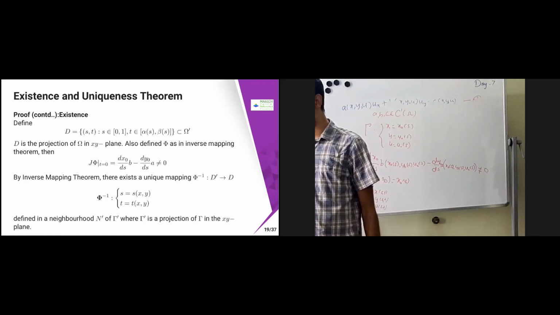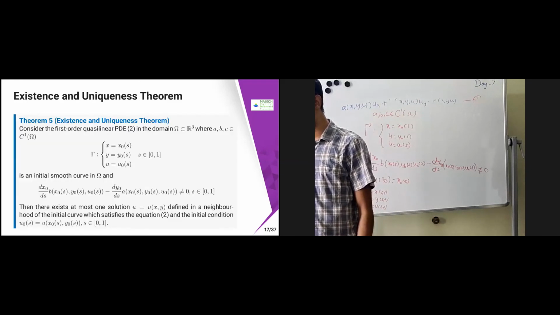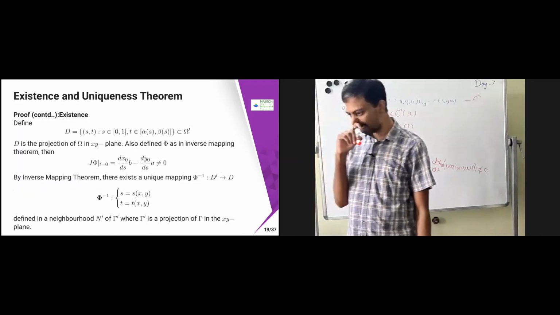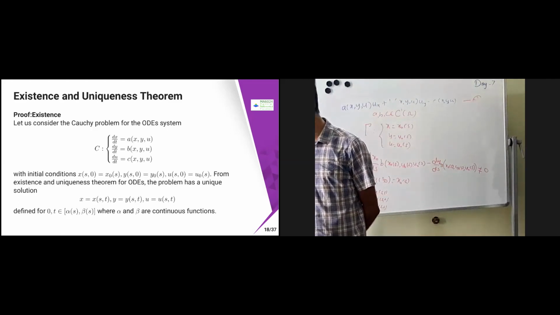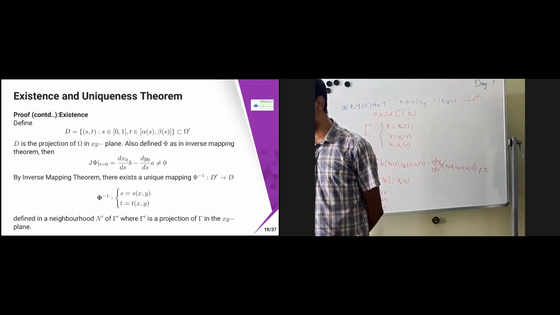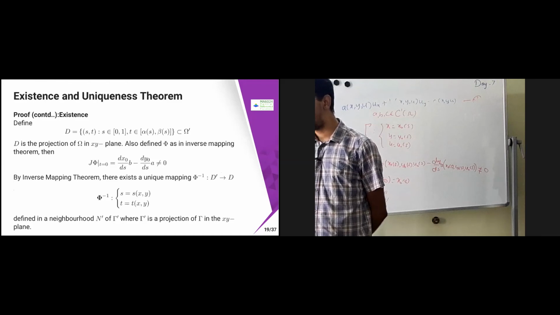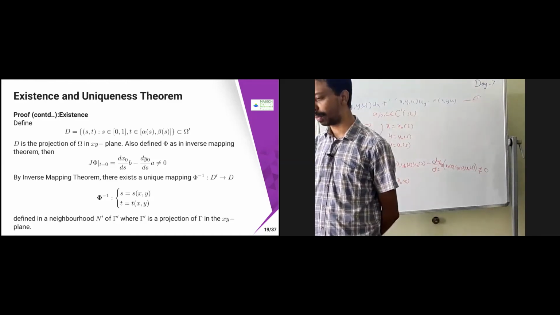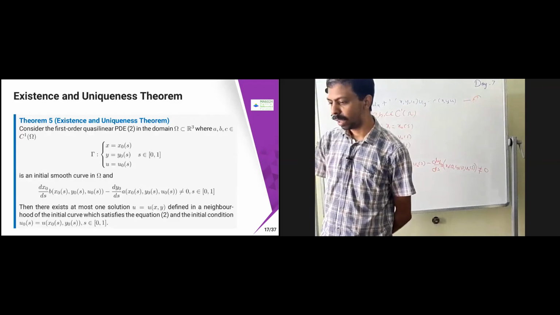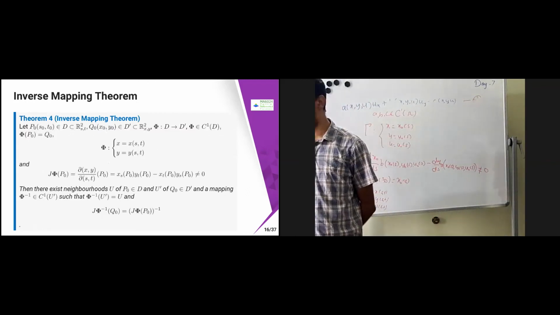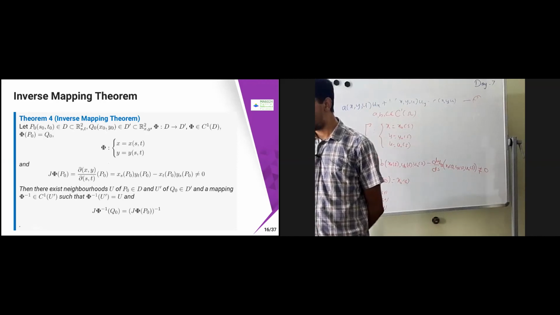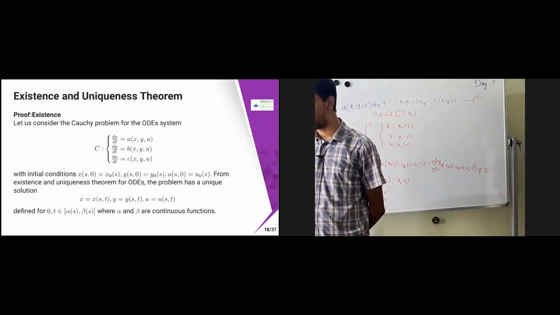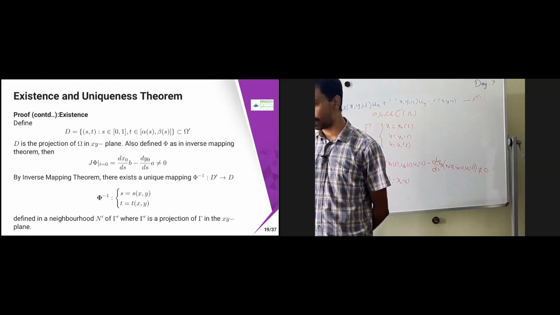Now we have defined pi. We define pi from the inverse mapping theorem. We have D, and we are trying to define pi such that pi is a mapping from D to D dash. I have x comma y, and now s comma t is there. So pi is a mapping from D to D dash.